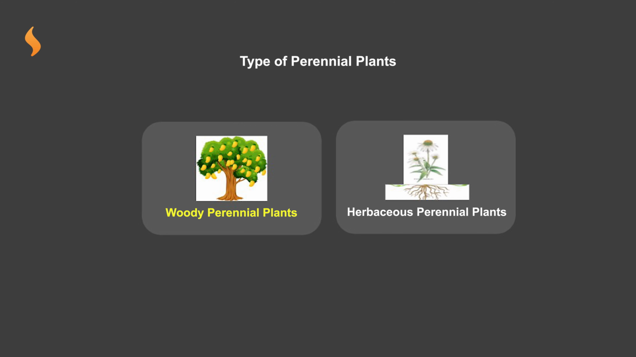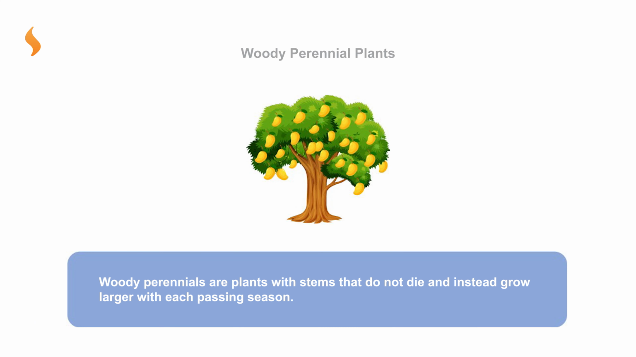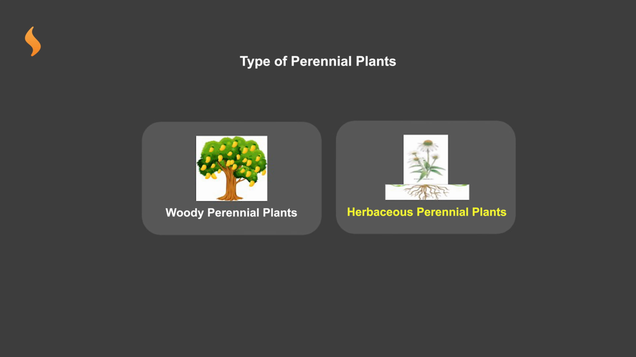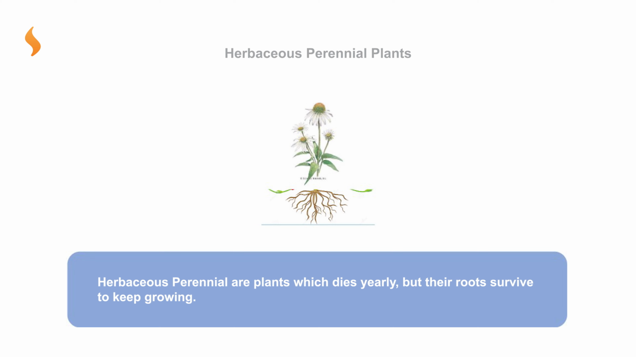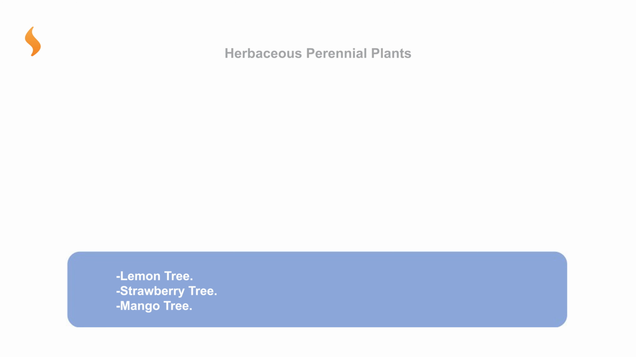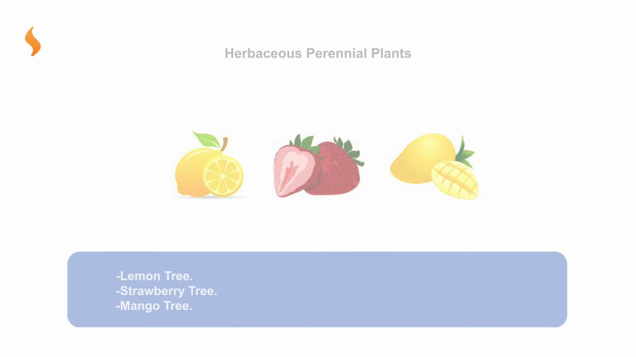First is woody perennial plants. Woody perennials are plants with stems that do not die and instead grow larger with each passing season. Second is herbaceous perennial plants. Herbaceous perennials are plants which die yearly, but their roots survive to keep growing. Examples of perennial plants are lemon tree, strawberry tree, and mango tree.